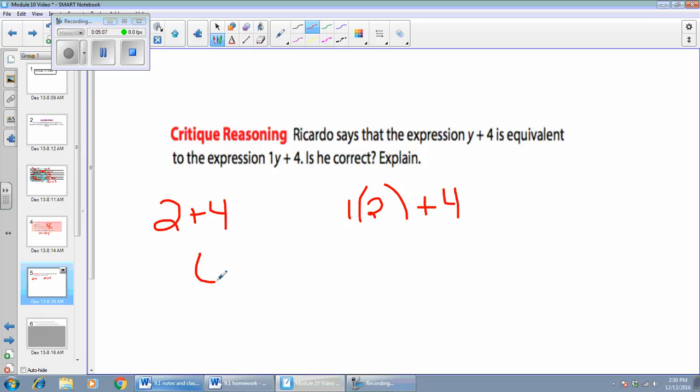Well, 2 plus 4 is 6, and 1 times 2 is 2, and 2 plus 4 is also 6. So yes, they are equivalent. Remember, every time you see a variable alone, there's always a 1 in front of it, because you're merely saying there's one letter y in front of you.